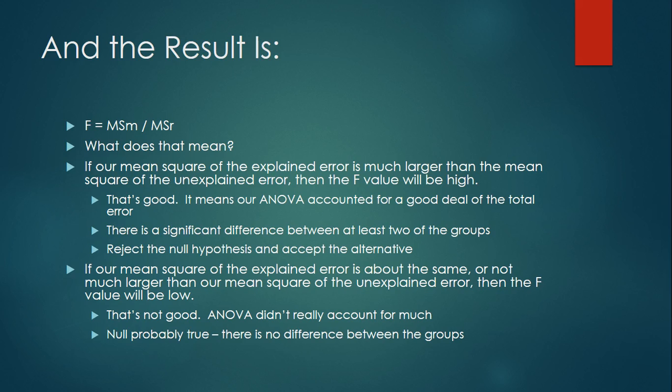However, if our mean square of the explained error is about the same, or not much larger than our mean square of the unexplained error, then the F value will be low, and that's not good. That means that the ANOVA really didn't account for very much. And the null is probably true, or there's enough reason to believe that the null is true, that there probably really is no difference between the groups.